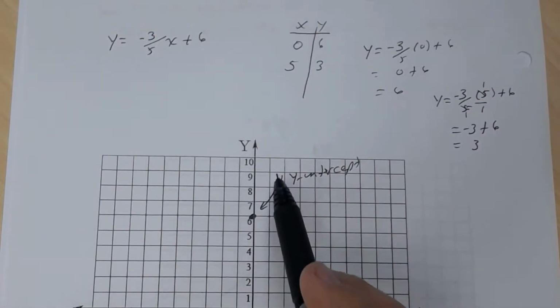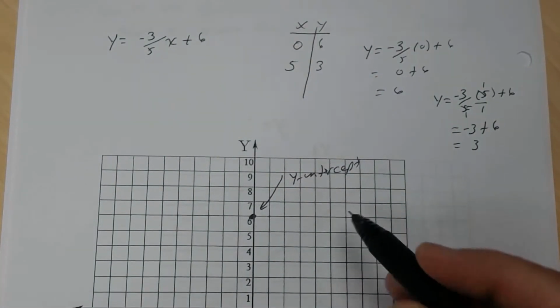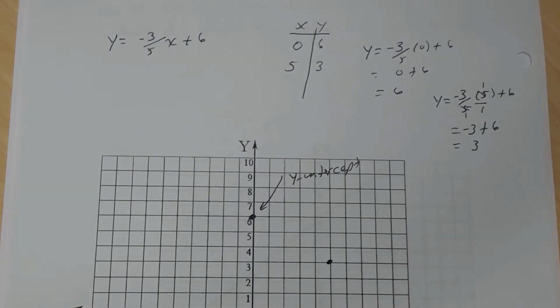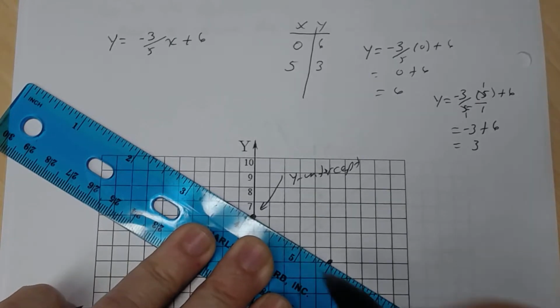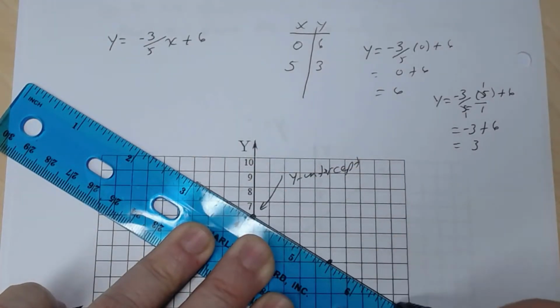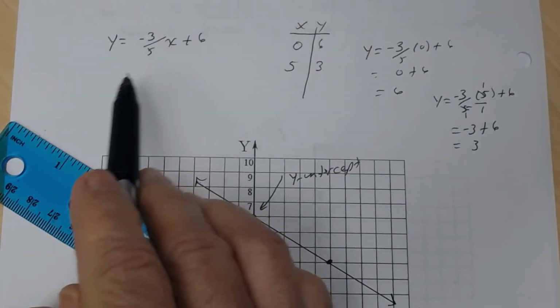So I'm going to plot that point, the ordered pair (5, 3). When I plot (5, 3), I get this point here. And so I'm going to draw the line going through those 2 points. And so there's the graph of the linear equation in two variables.